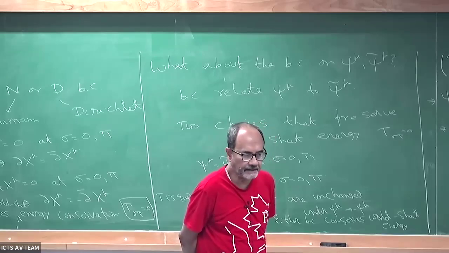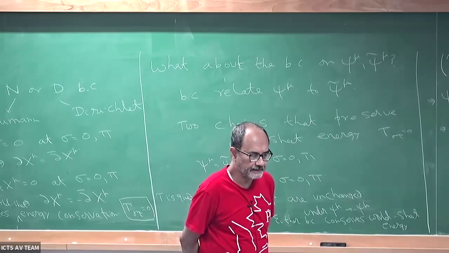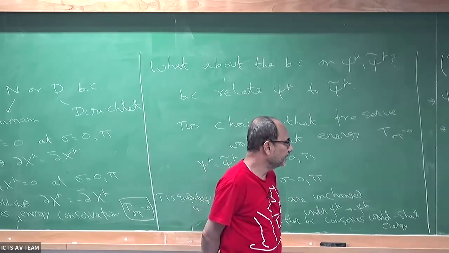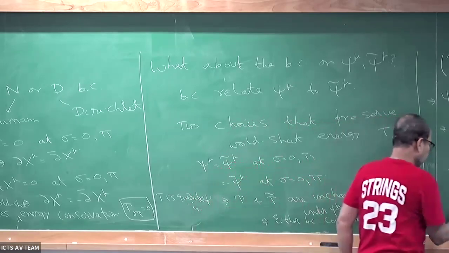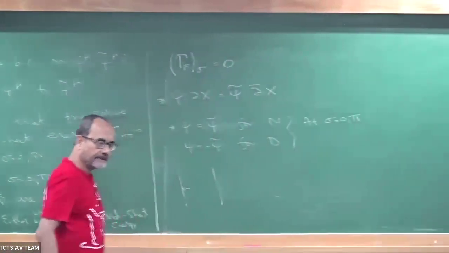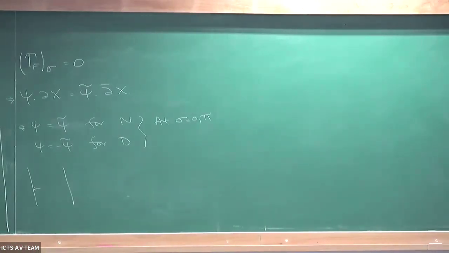It's clear if you want the TF, the space component of TF, to vanish. If you think of the worldsheet as a strip, we are demanding that here there is no flow of TF out. Then we impose these conditions. That's at the boundary. Yeah, exactly. At sigma equal to 0 and pi.